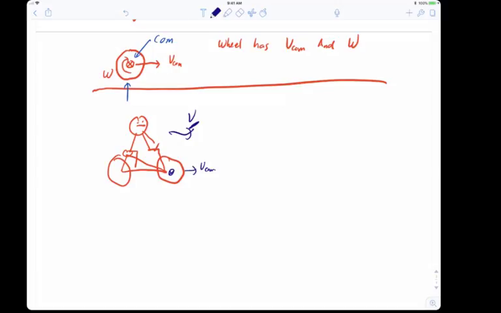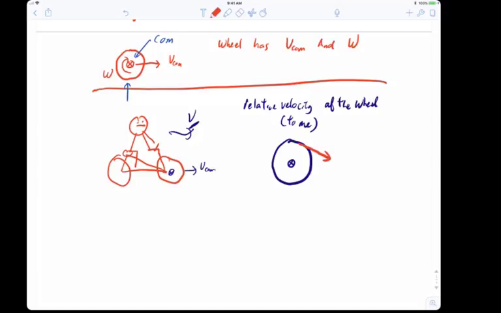What does the wheel look like to you? How does it move? So the relative velocity of the wheel relative to me is that the center of mass is stationary, and so the different parts of the wheel will be moving with different velocities. The edge of the wheel will be moving with some velocity like that. How big is this velocity? Well, it's the radius. V is equal to omega r, right?